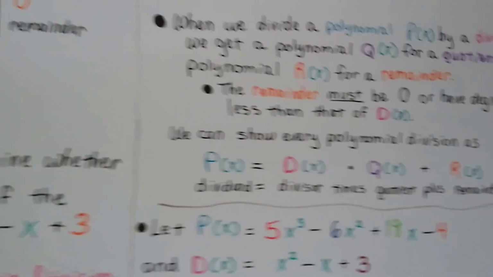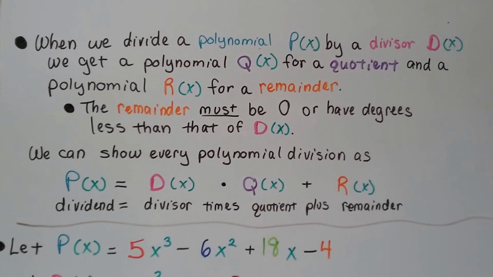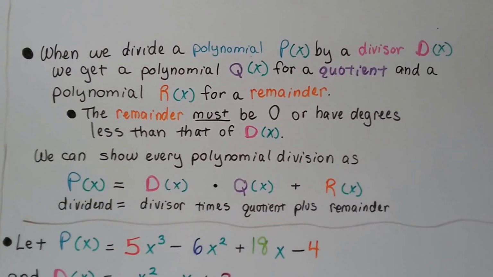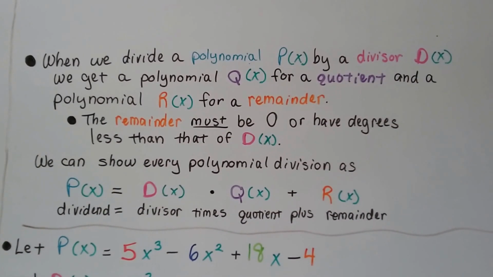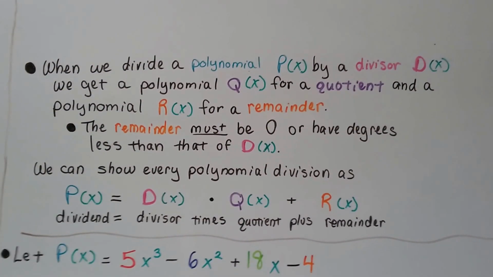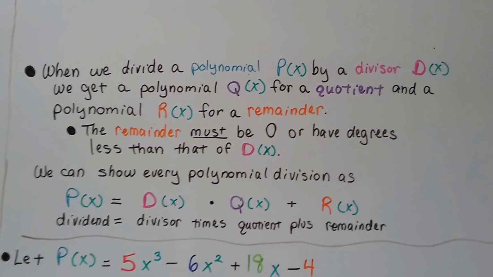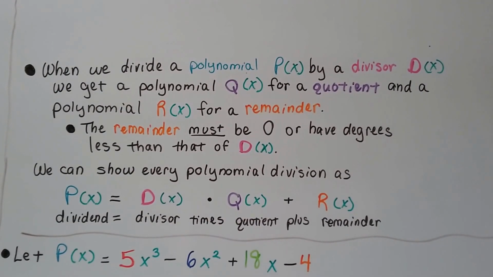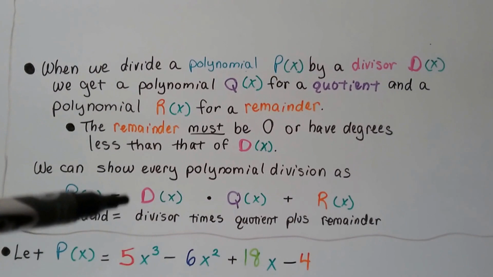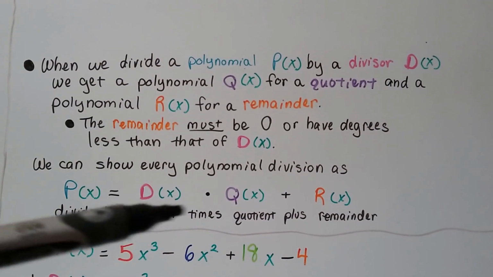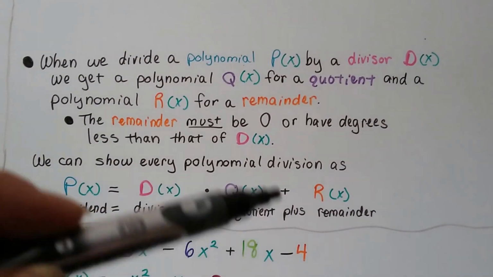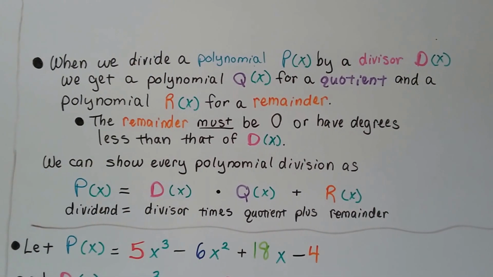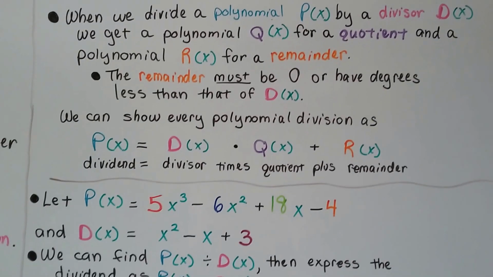Now, when we divide a polynomial p of x by a divisor d of x, we get a polynomial q of x for a quotient and a polynomial r of x for a remainder. And that remainder must be a 0 or have degree less than that of the divisor d of x. And we can show every polynomial division as p of x equals, that's the dividend, the divisor d of x times the quotient q of x plus the remainder r of x. Just like we did, 2 times 6 is 12, plus the 0 remainder is 12.